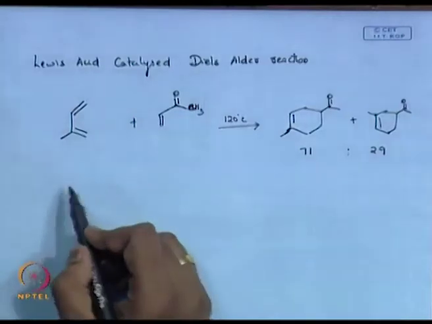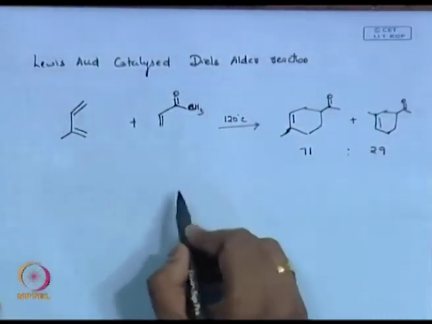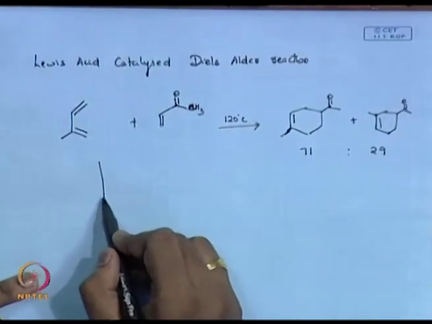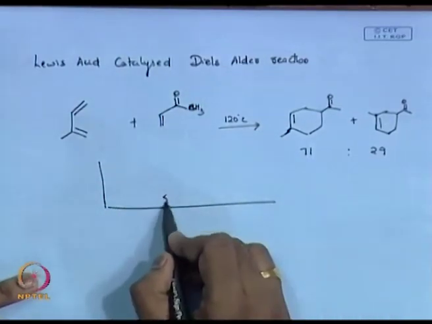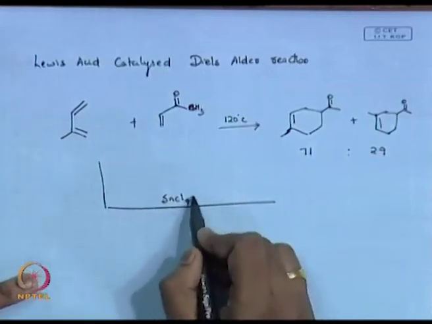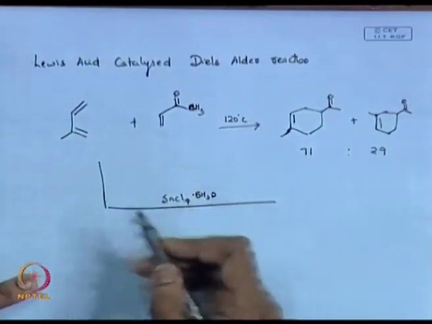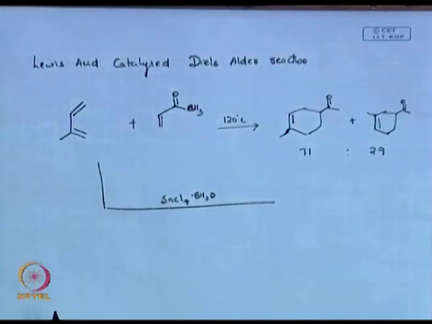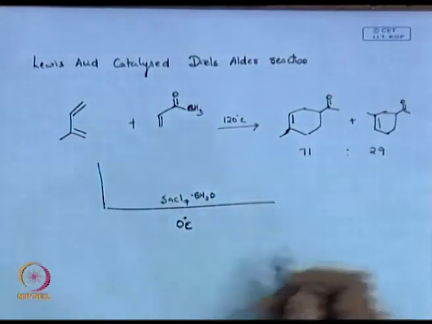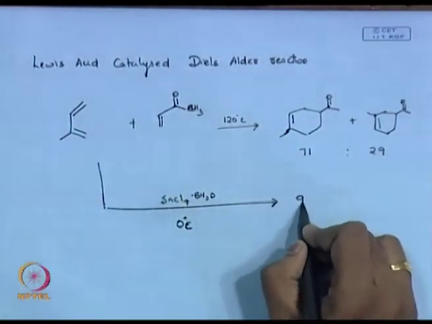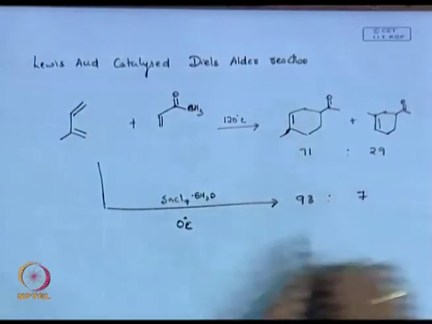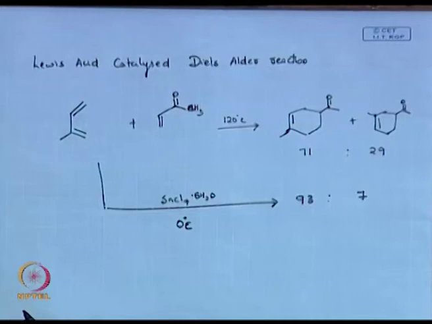But same reaction, if you do it in tin chloride, for example, the same reaction, if I do it in SnCl4, any Lewis acid, okay, SnCl4, at 0 degrees, just at 0 degrees Celsius, you end up with 93:7. So, you have an increase in the selectivity.